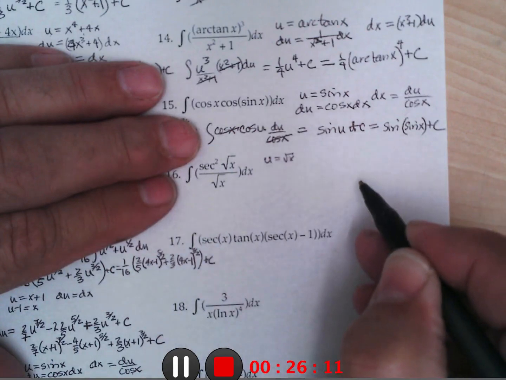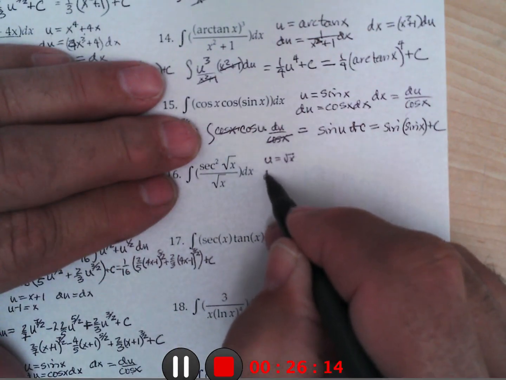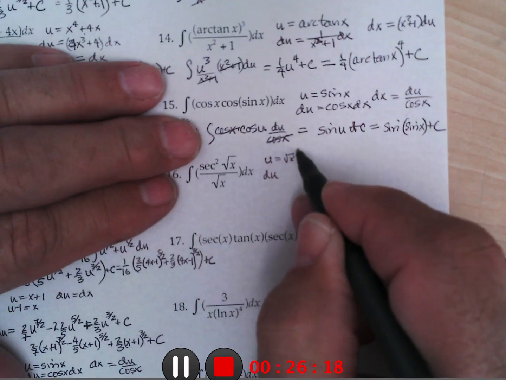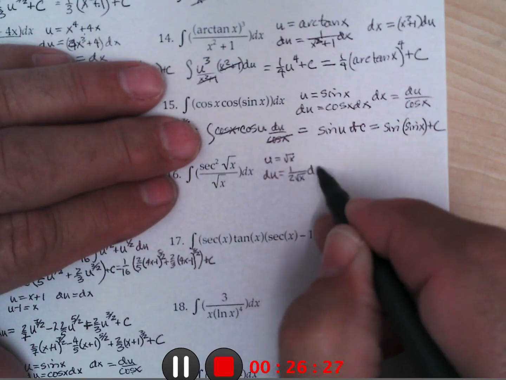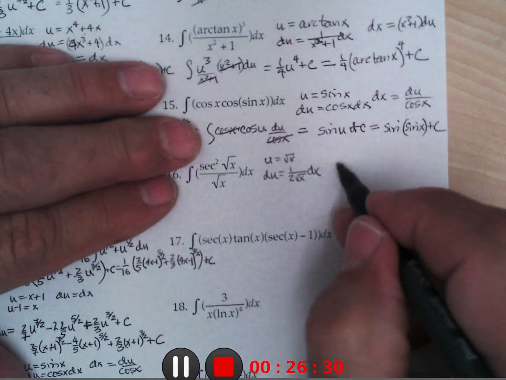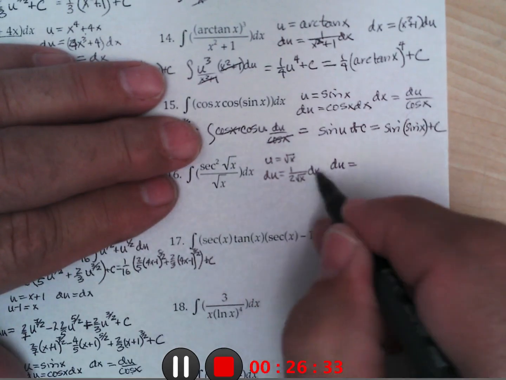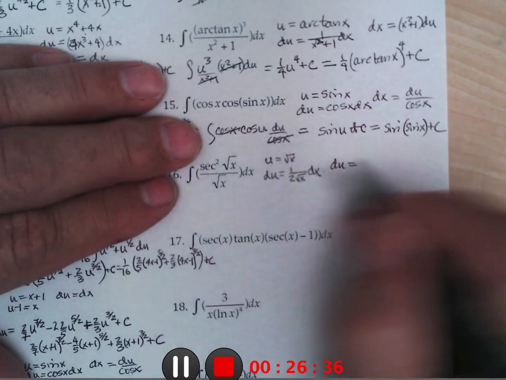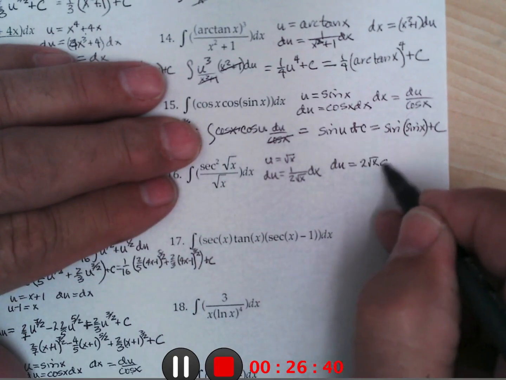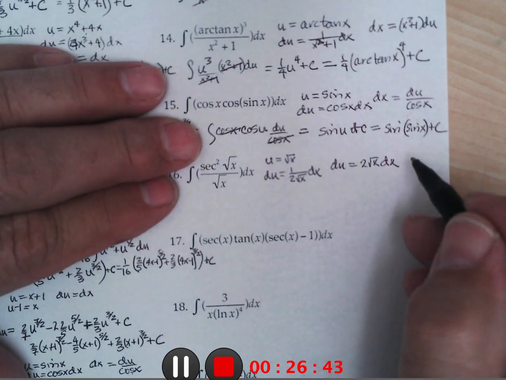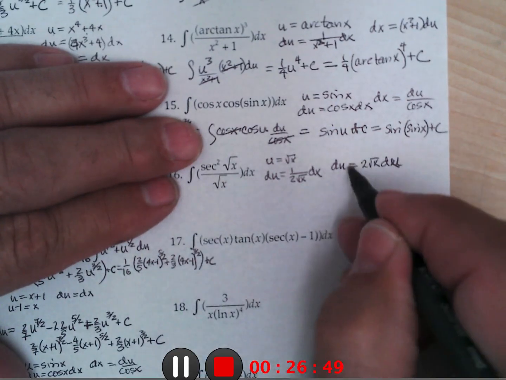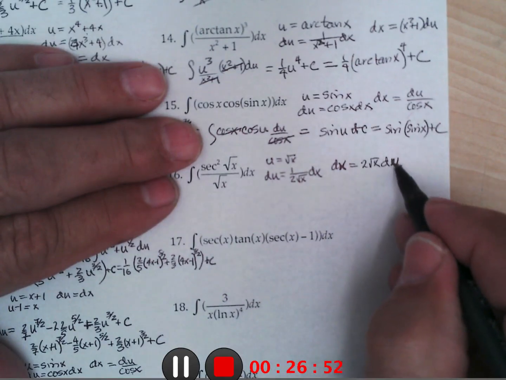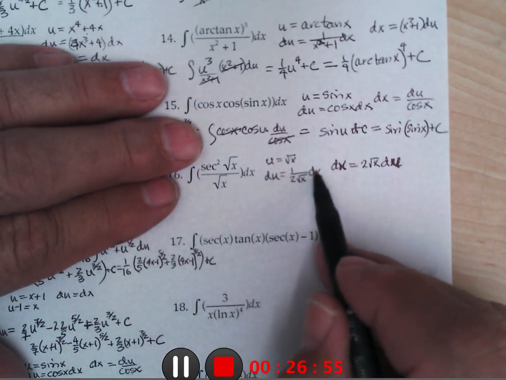So then du would be, so this is x to the 1/2. The derivative would be 1/2 u to the minus 1/2, which puts square root of x in the denominator, dx. If I solve for dx, I'd have to multiply by 2 square root of x. Wait a minute, so dx equals 2 square root of x du, solving for dx. I said that backwards. Okay, so that's solving for dx. Multiply the du by that.